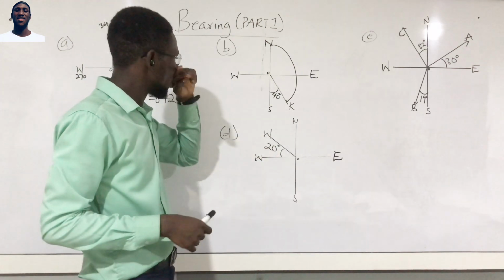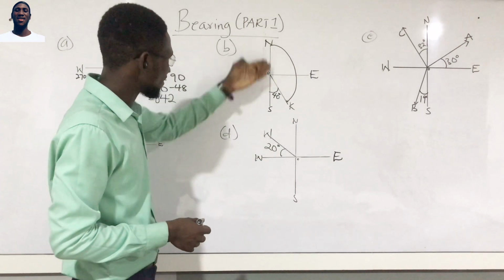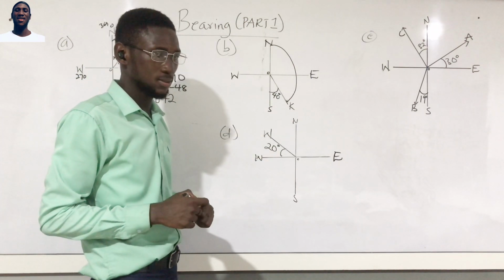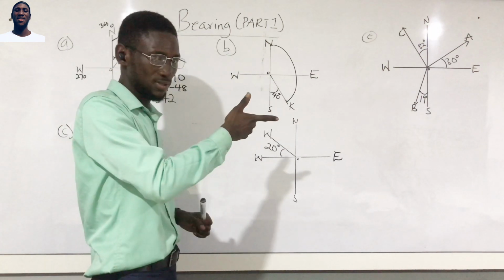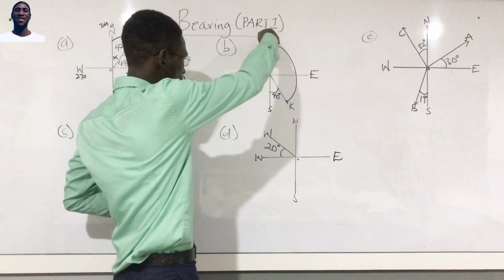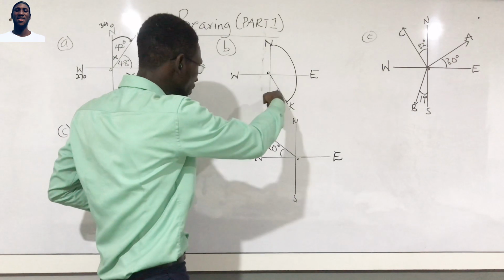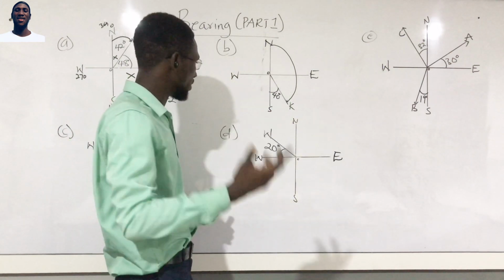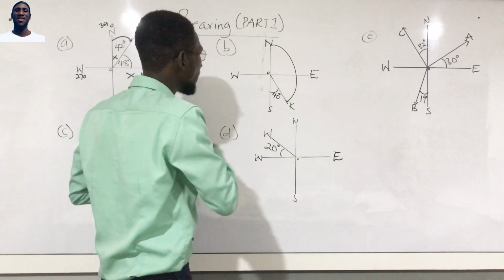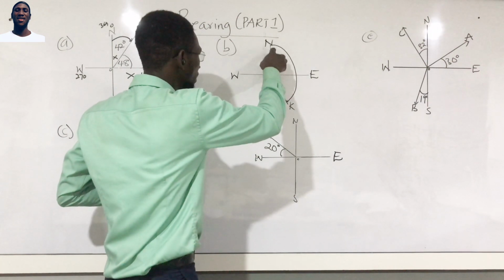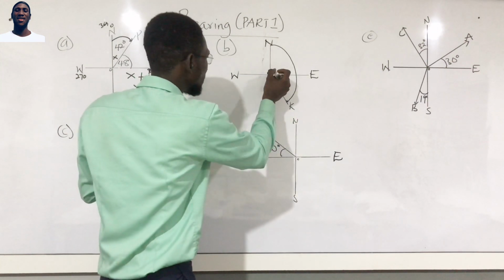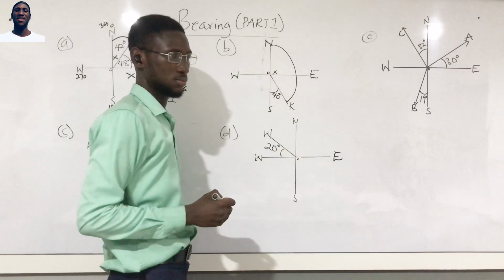Now we come over here. You realize that this is just like angle on a straight line. You remember from the previous example. Yes, so this is a straight line. The angle between this is 180 degrees. So if I have 40, I can represent all this from the north to my K with X.